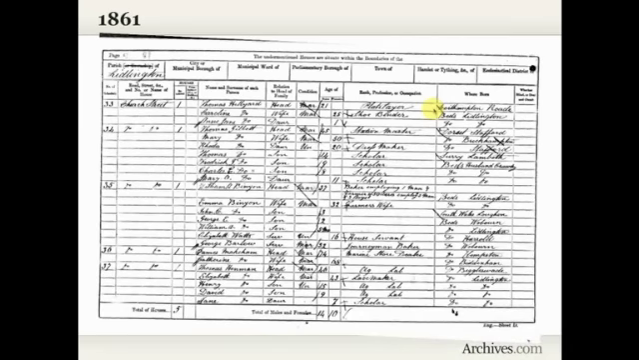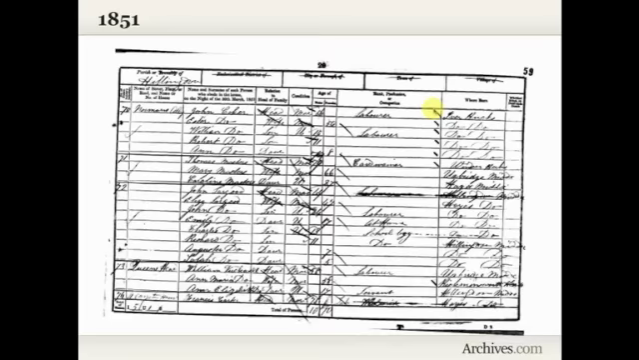Moving back to 1861, there's a slight difference in one of the questions. Instead of asking about if the person was blind, deaf, an imbecile, or lunatic, they just have a question to mark if they were blind or if they were deaf. So we lose just a little bit of information here on the 1861. And again, 1851 is virtually identical to what we see in 1861.